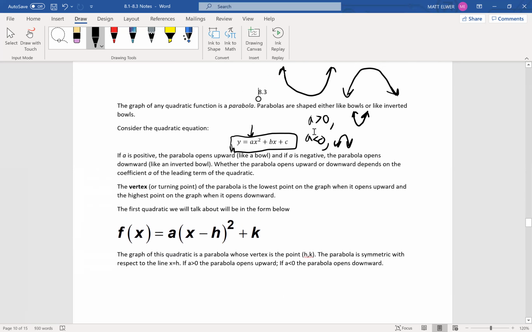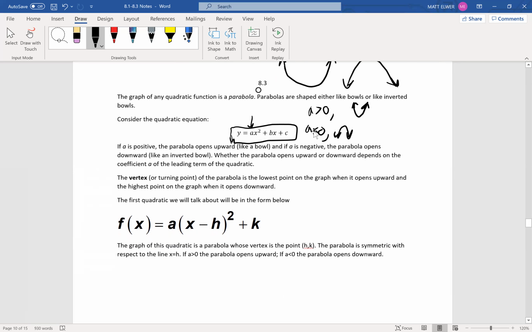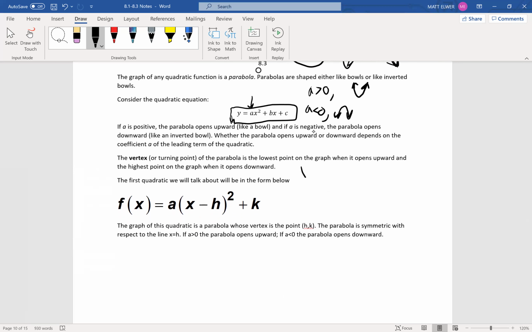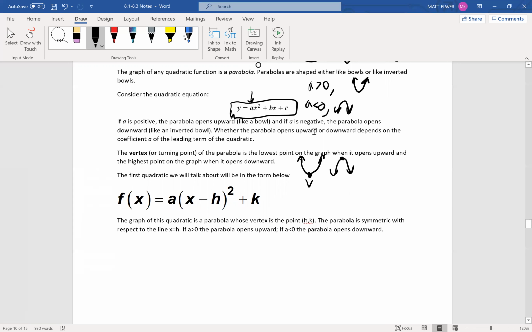Then we have a special point called the vertex, or the turning point of a parabola, which is the lowest point on the graph if it opens upward. If we have this graph again, it's this lowest point here. It's our vertex. If it's opening downward, it's the top point. So that's also a vertex. We have a minimum point when it's a positive quadratic, and a highest point when we have a negative quadratic.